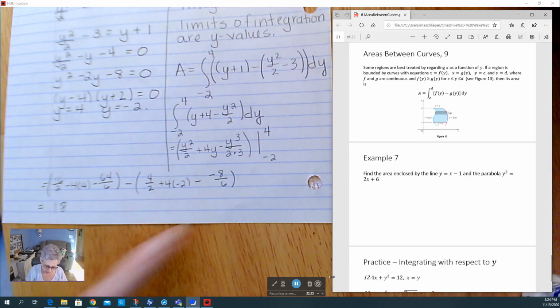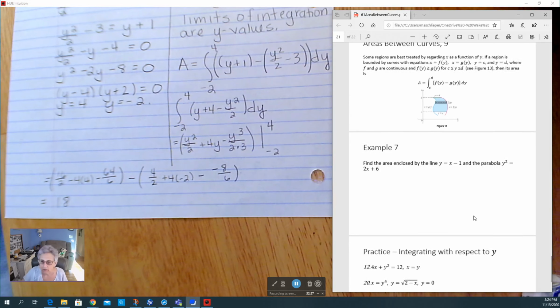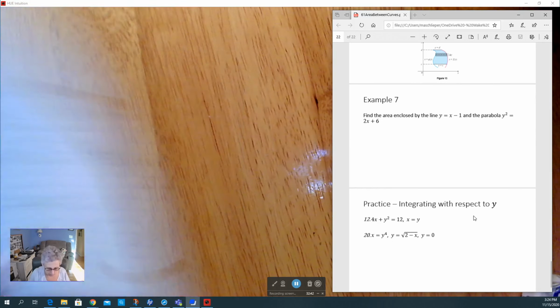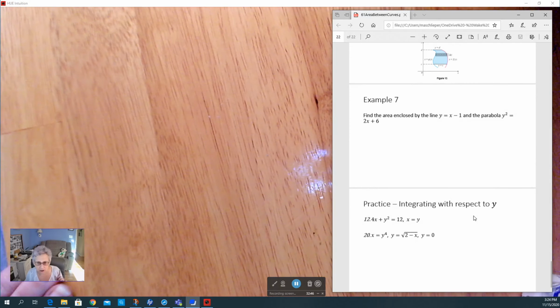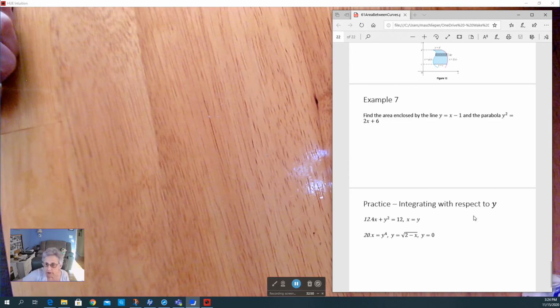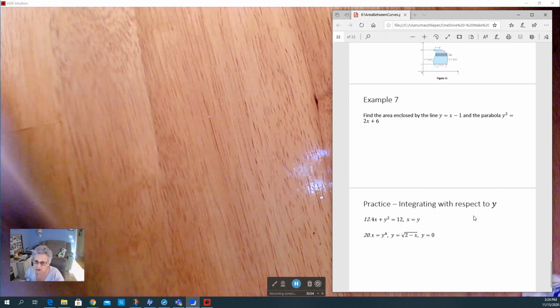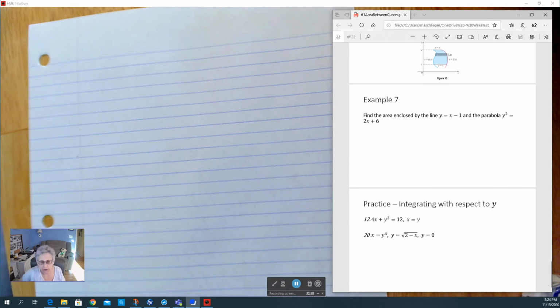Arithmetic, arithmetic, 18. Okay. Two more. Give number 12 a try. See if you can sketch a graph of it and then find the area between the two curves, and we'll do number 20 together. It looks a little different. So try number 12 on your own.